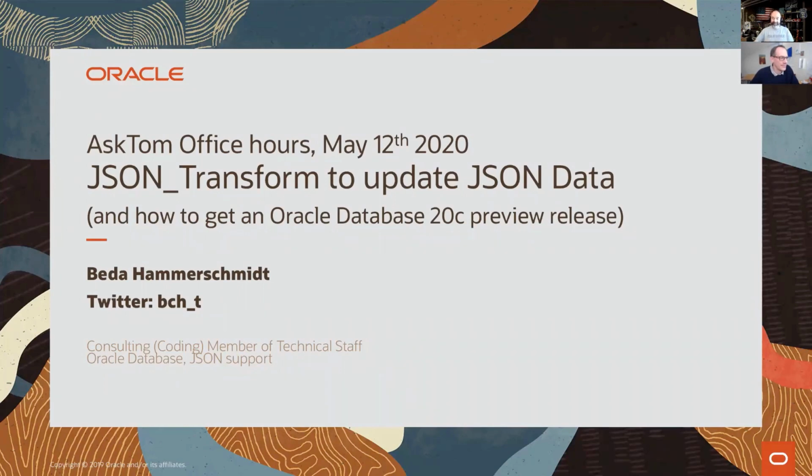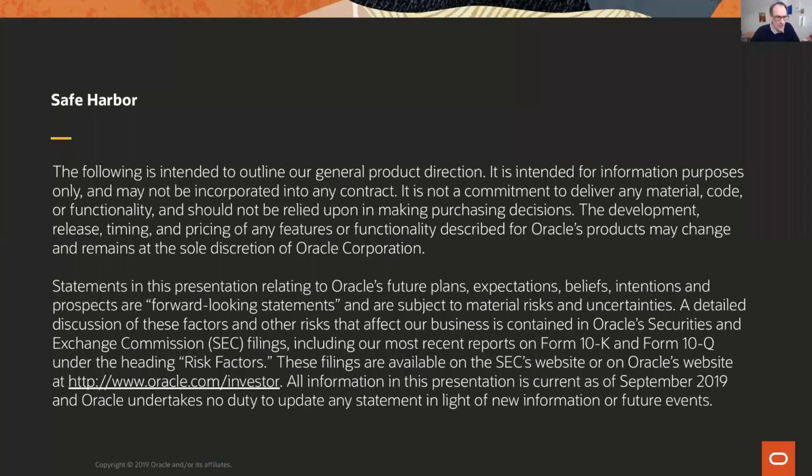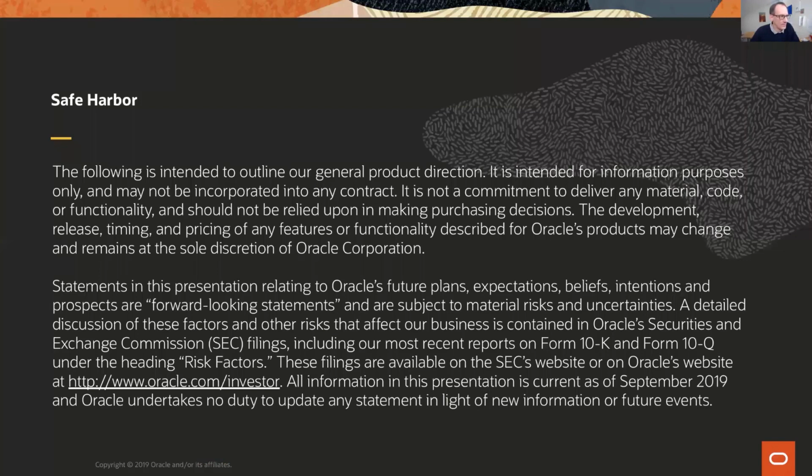Go ahead, Beda. Thanks, Blaine. You always keep saying I know everything, which couldn't be further from the truth. But on this one, I may know a bit because I was the monkey that coded this. So let's talk about the JSON transform update feature. I have to put up the safe harbor slide because this feature is in the 20C preview, so it's not available on premise yet, and it may also change in future versions. So don't take it for granted that it comes exactly like this.